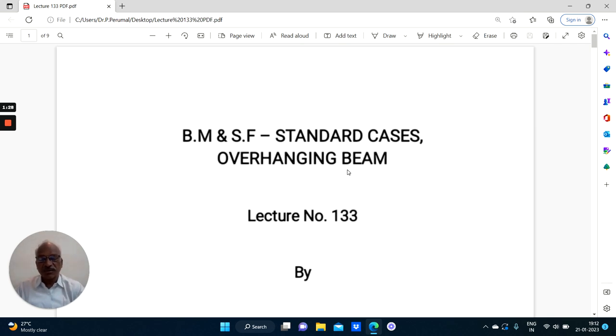Sir, now, how to derive the values of bending moment and shear force for standard cases? Same procedure, because already we have discussed point loads, UDL and UVL. So now compared to that, this work will be simple. Still, we will discuss some basic steps and straight away go to the standard cases. And also after this, we will take one problem on overhanging beam, standard cases, and then one problem on overhanging beam. That is what you are going to discuss in the lecture, right?